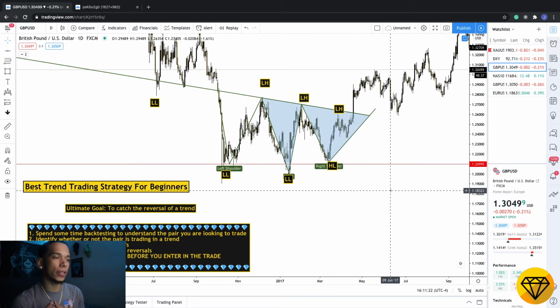The third confluence that we have here is this floor, this support, this all-time low. Price seems to not want to go below that, right? Now, you want to be patient and wait for the breakout.